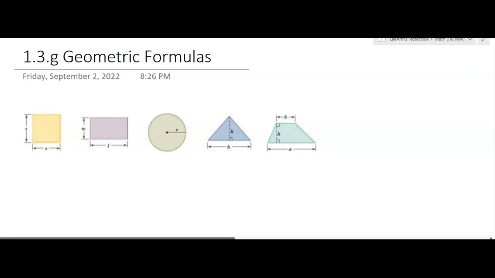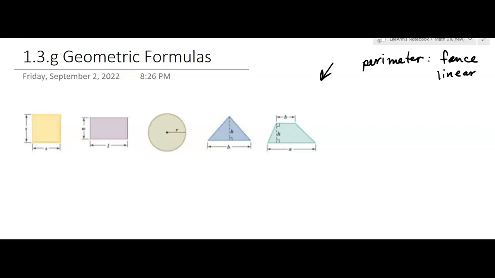Okay, so we're going to go over some geometric formulas. These are different shapes, and these are flat shapes, shapes in 2 space, okay? So we have a square, and with these flat shapes, we're going to usually talk about the perimeter. Perimeter is like you're putting a fence around the shape. And that is a linear measurement.